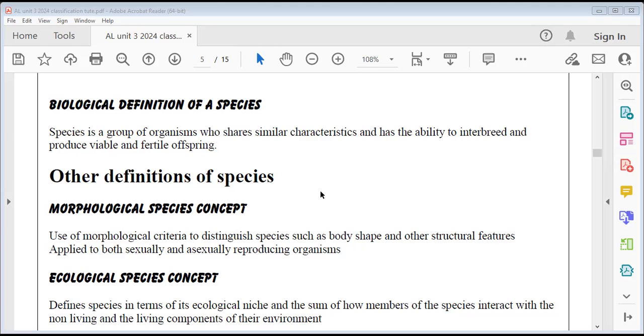Here they are using a word: producing viable, fertile offspring. Viable means surviving up to the reproductive age. If an organism is viable, it has to survive up to the reproductive age. Now we are viable. That's why we have grown up to the reproductive age, correct?